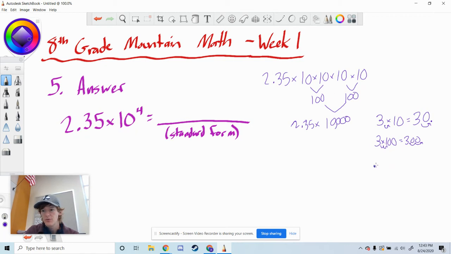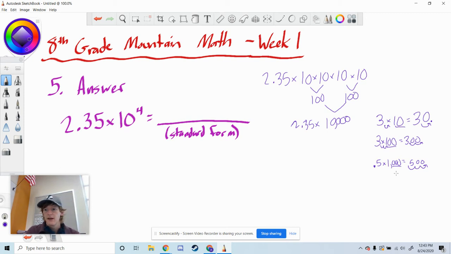Let's say if it was 0.5 times 1,000. Same pattern, counting our zeros. That's how many times we move our decimal point. So it went from 0.5 over 1, 2, 3 times. So that would be 500. Half of 1,000 is 500.